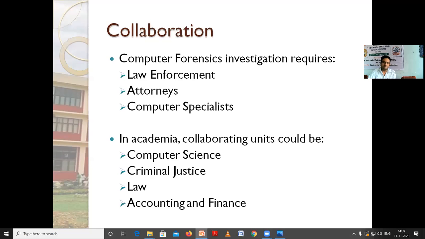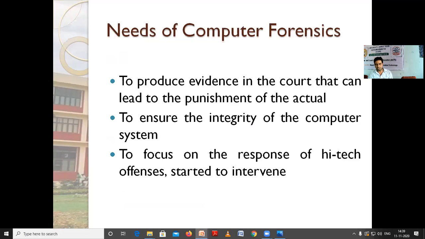In academia, the collaborating units could be computer science, criminal justice, law, accounting, and finance. Yesterday, the content related to accounting and finance was covered by Dr. Harish Broth. But what does the computer science person have to do, and what are the suggested ways for the investigation process in forensics that are required to be performed? That is my topic. That is my major concern in this session.